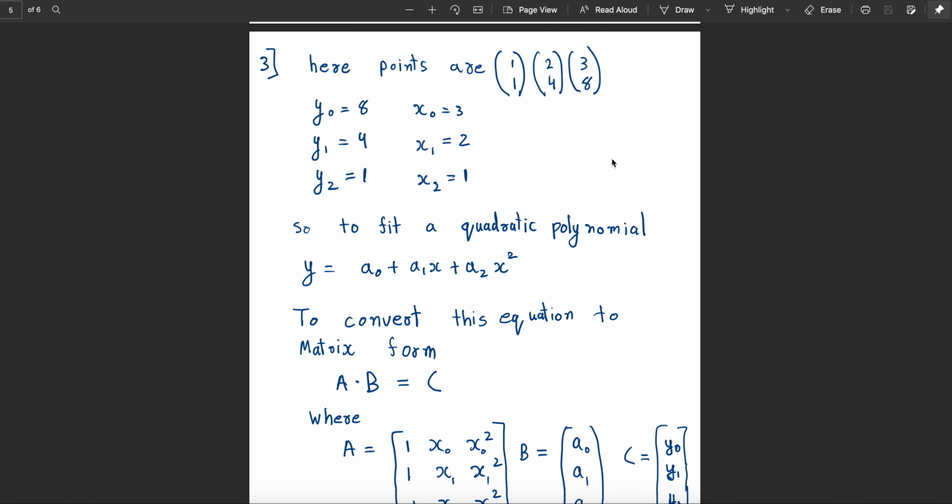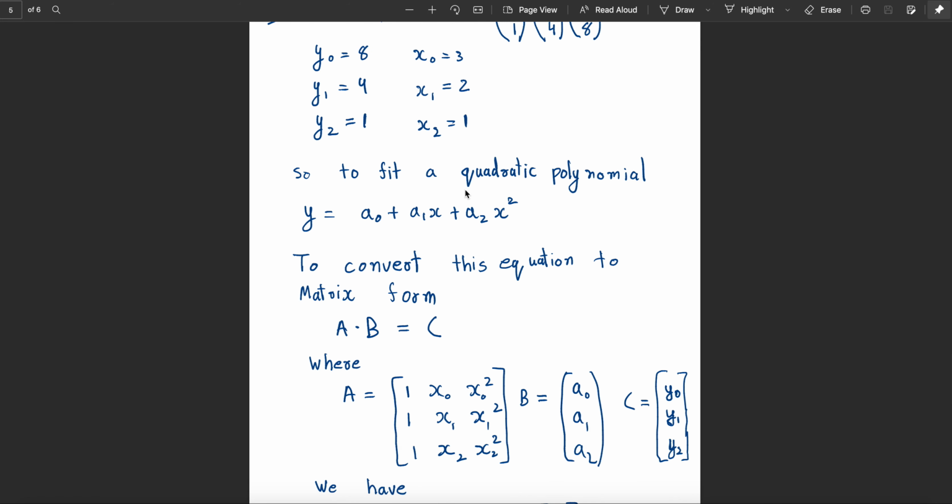Solving that question, we have the 3 points. We separate the x and the y coordinates out and we write them separately. So we get y0, y1, y2, and x0, x1, and x2. We are asked to fit a quadratic polynomial. So the formula is this: a0 plus a1x plus a2x squared.